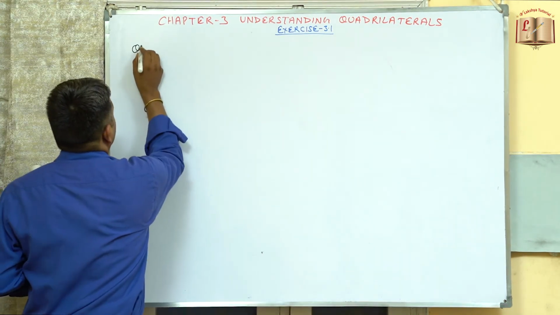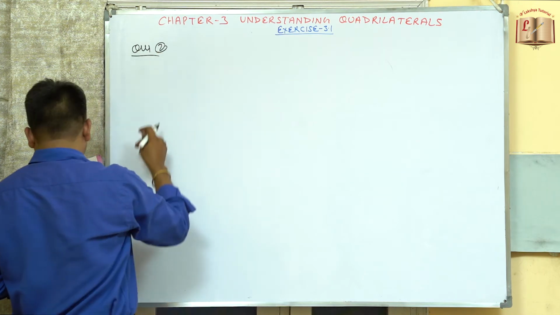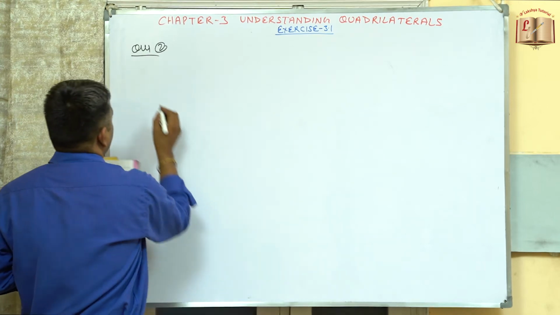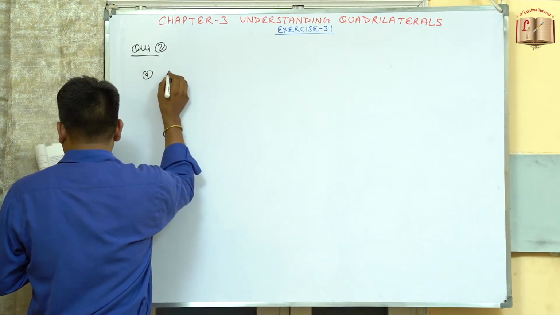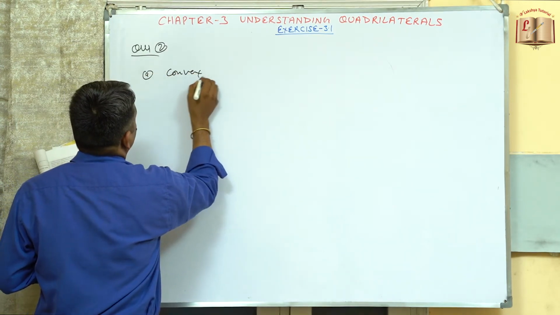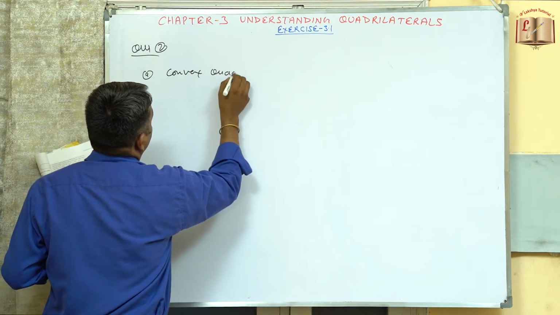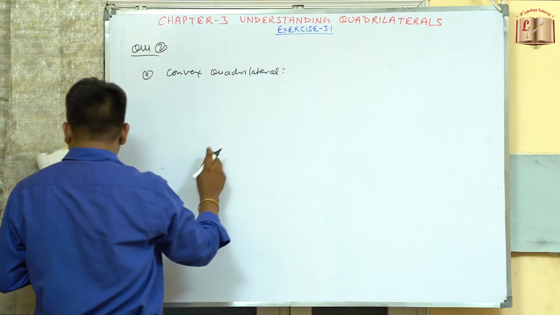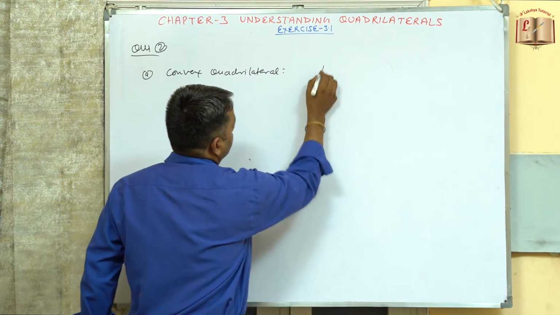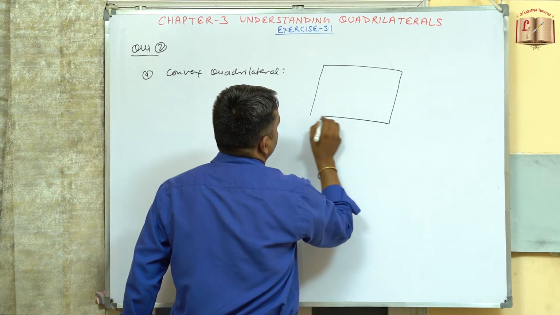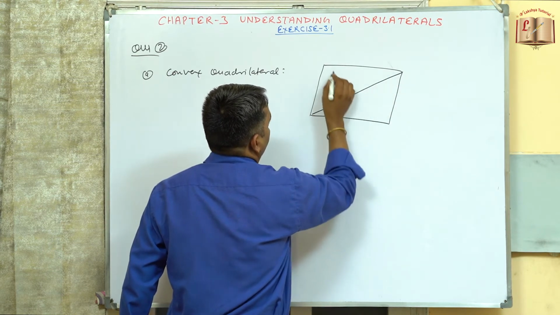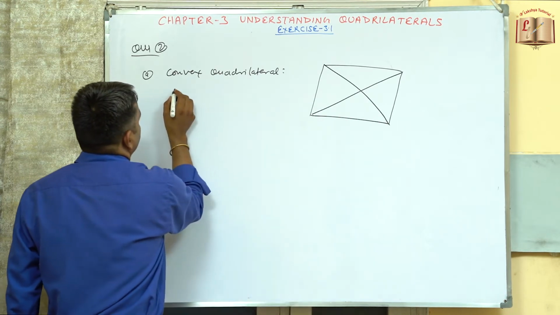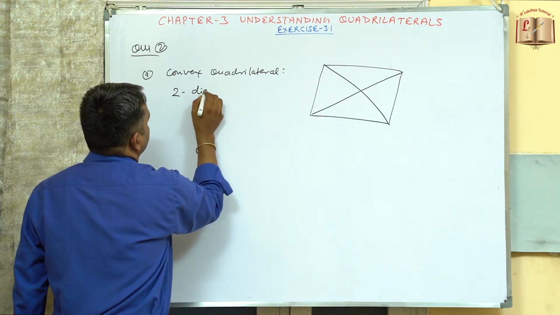So now coming to the question number 2, how many diagonals does each of the following have? First one is the convex quadrilateral. So for convex quadrilateral, this is a convex quadrilateral. So number of diagonals, this is 1 and this is 2. So for convex quadrilateral there are only 2 diagonals.